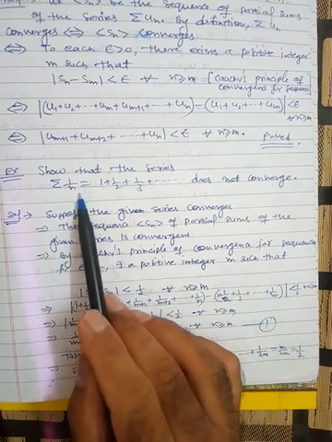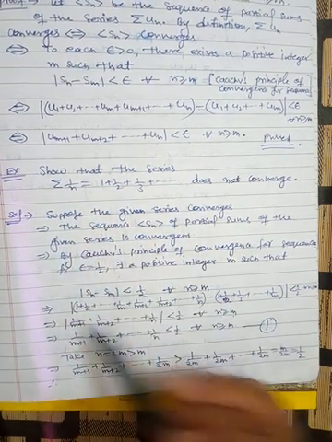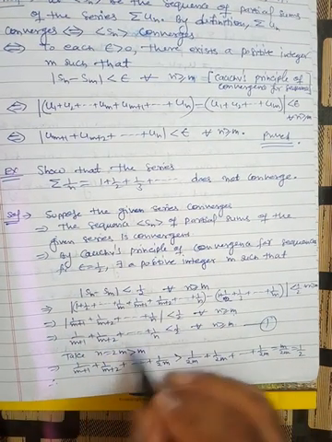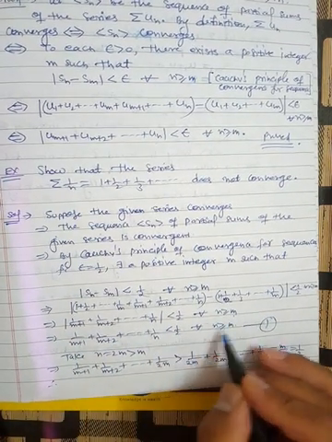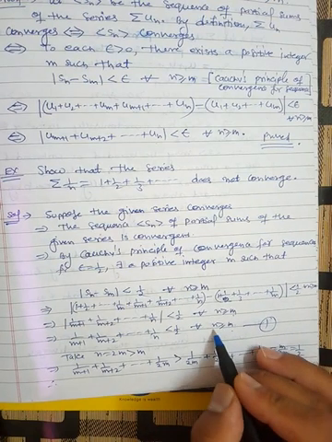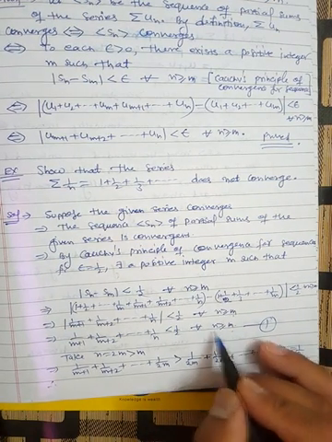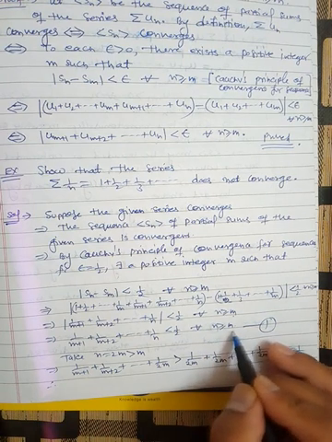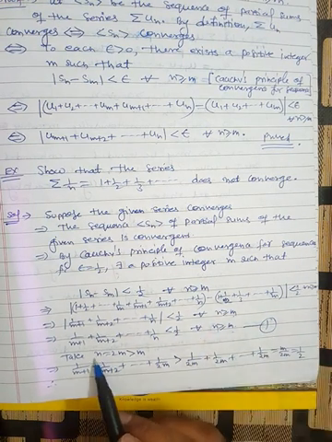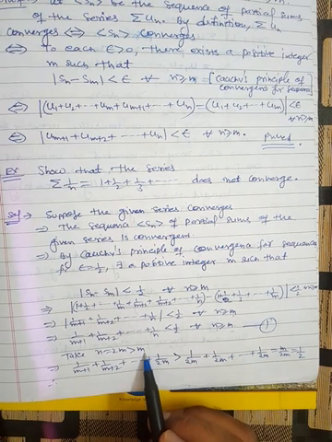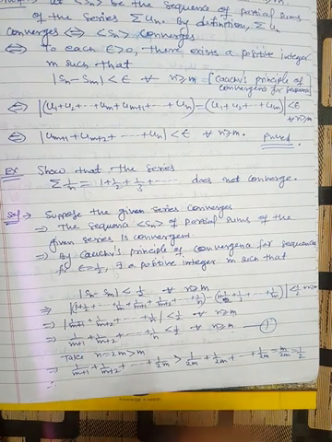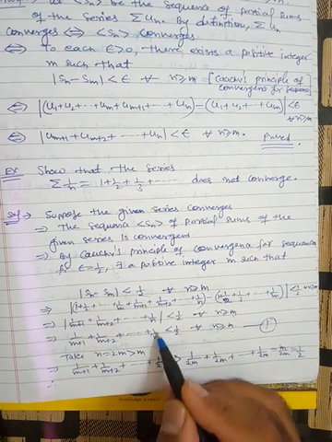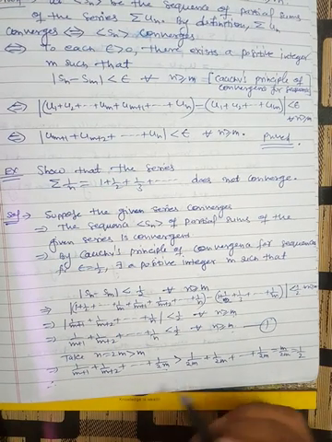But here 1 by n, 1 by 2, all these are positive terms, so you can ignore this magnitude. So 1 by m plus 1, 1 by m plus 2, up to 1 by n is less than half for all n greater than or equal to m. Here n is greater than or equal to m, so if you choose n as 2m, then n equal to 2m also satisfies this condition, which is obviously greater than m. So just take n equal to 2m here: 1 by m plus 1, 1 by m plus 2, up to 1 by 2m. Replace this n by 2m, so we get this term.